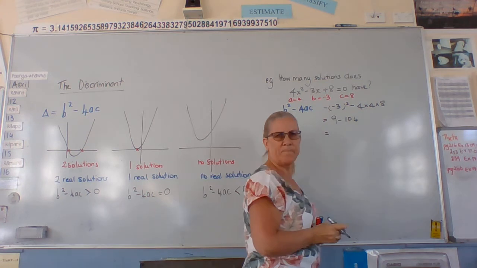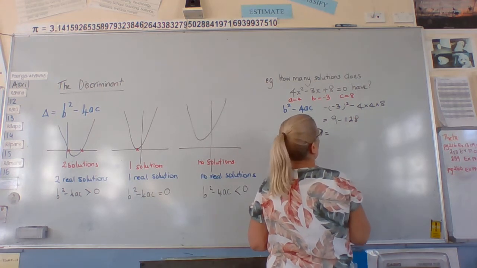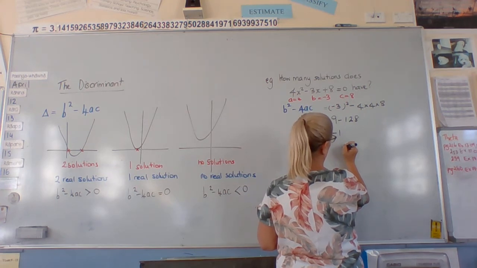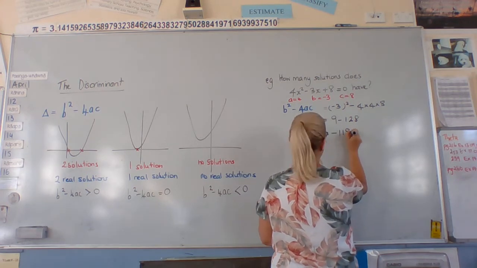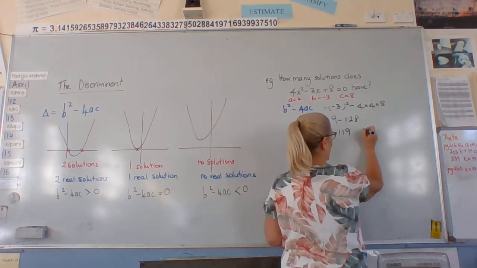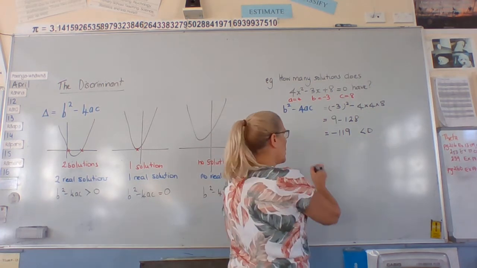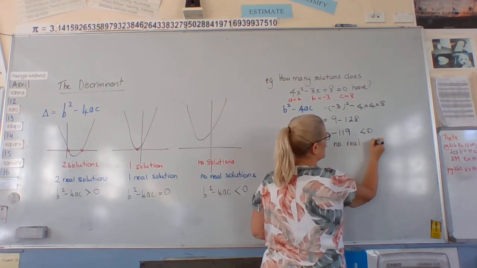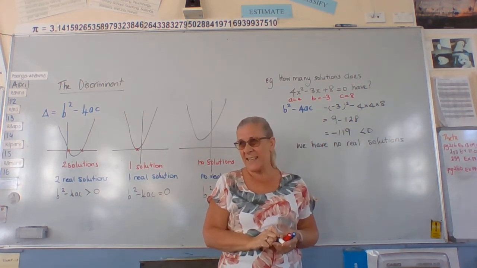Somebody check that for me, please. 128. So that will give us negative 100 and yeah, good. All we really care about is the fact that that number is less than 0. It does help if the number's right? So because that's less than 0, we have no real solutions. So that's an easy version of it.